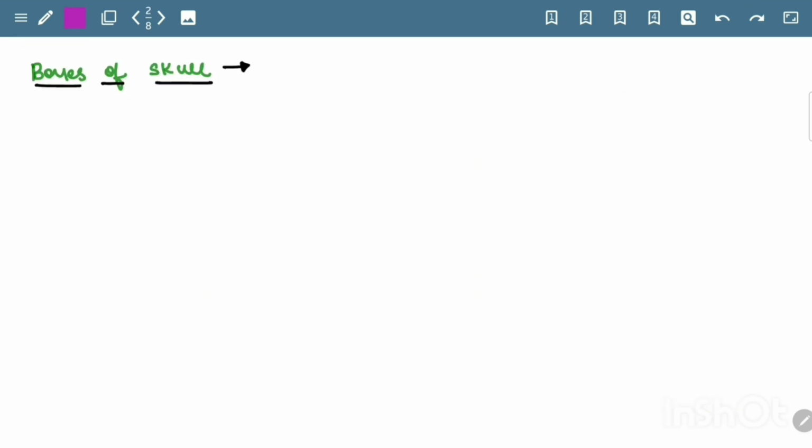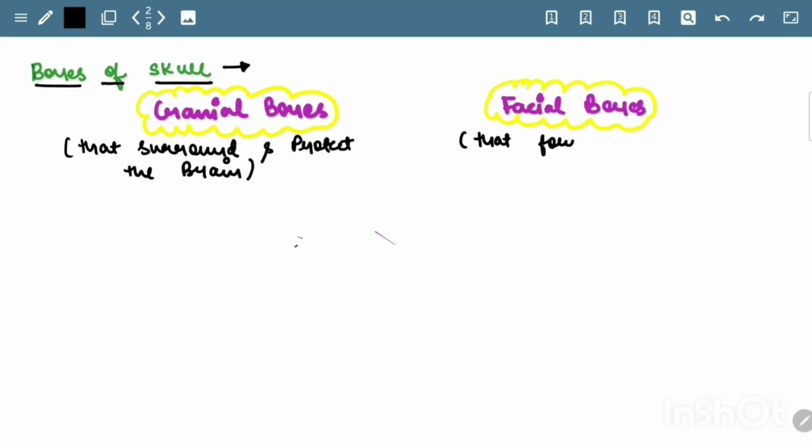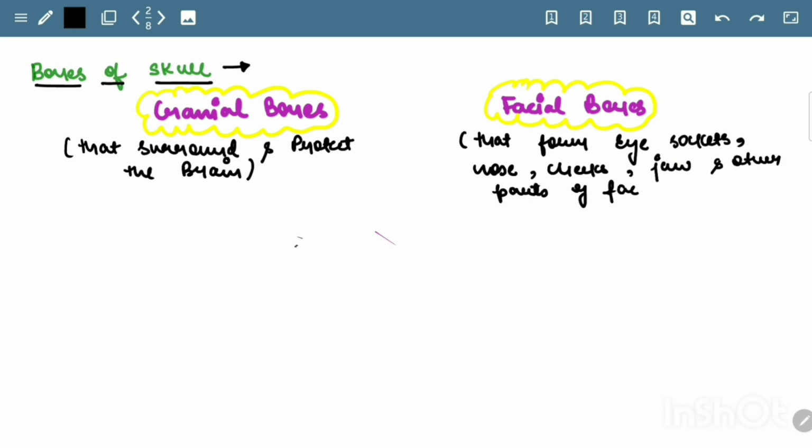Moving towards the bones of the skull. As we already mentioned, there are two types of bones, cranial bones and the second one is facial bones. Cranial bones surround and protect the brain, whereas facial bones form eye sockets, nose, cheeks, jaw and other parts of the face.